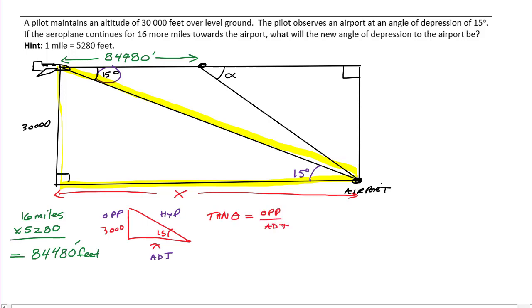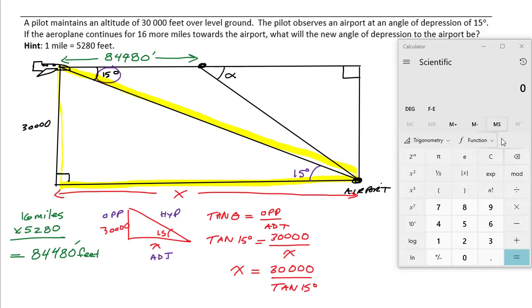So let's sub in what we know. We know the angle's 15 degrees. We know the opposite, oops, it's 30,000. I wrote 3,000 there, it's 30,000. And the adjacent we're going to call x. Let's multiply both sides by x, which moves the x to the top on the other side. Divide both sides by tan of 15, which moves that to the bottom. And let's punch that into our calculator.